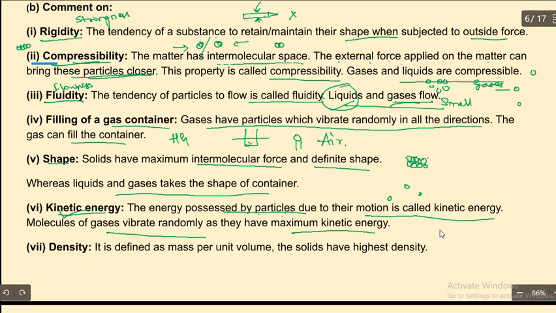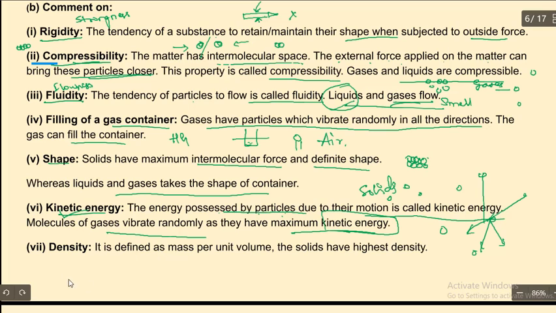Molecules of gases vibrate randomly as they have maximum kinetic energy. So the molecules of gases are arranged loosely, right? So they are going to vibrate more. This molecule is going to dash into this, and it is going to move again here and there. In this way the molecules of gases have more kinetic energy when compared to solids.